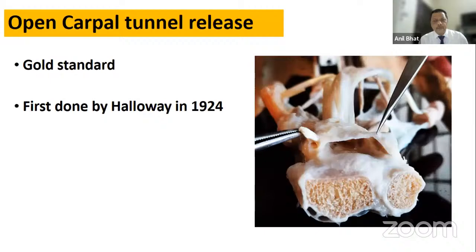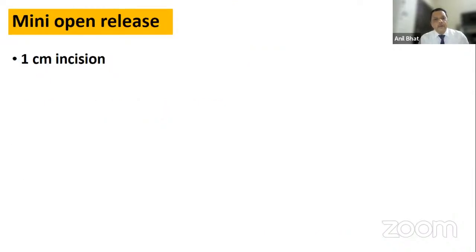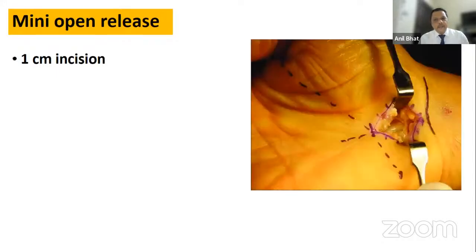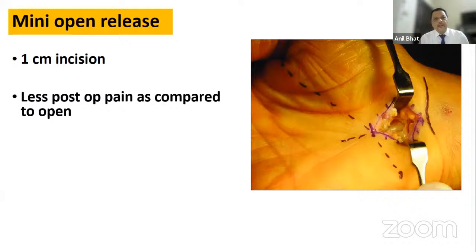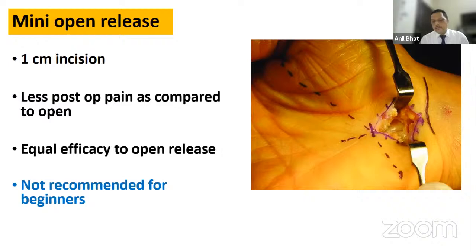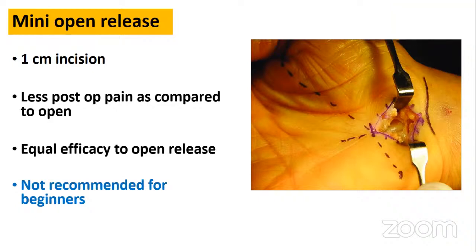The gold standard, of course, is open carpal tunnel release, either done under local or a brachial block. A mini open is done with a 1 centimeter incision like this, with less post-op pain compared to open, but they say equal efficacy. Definitely not recommended for beginners unless you know the anatomy really well and have done enough open releases. Otherwise, there will sometimes be a lot of damage to the nerve itself.